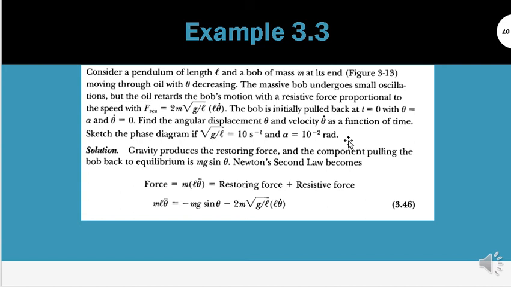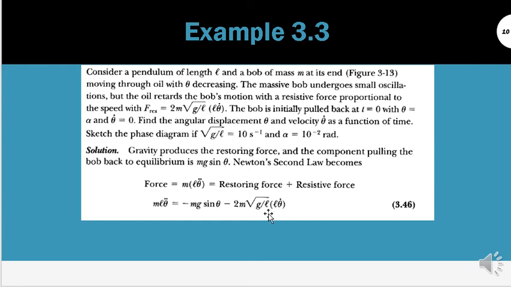So this has just been shown by our instructor that the component of the weight of the bob will tend the situation to go into its oscillation. So along the oscillating path, this is the component.